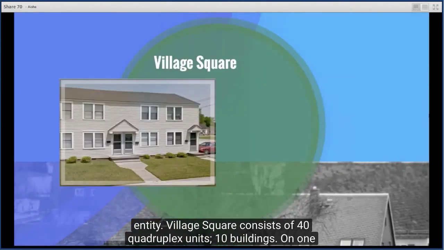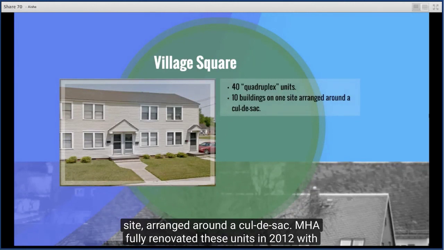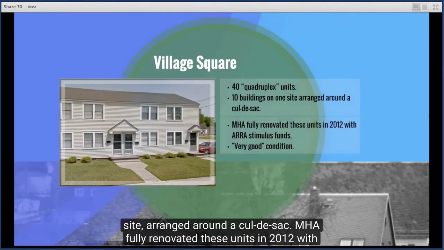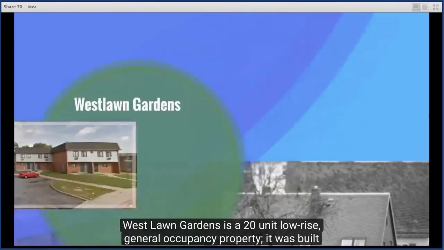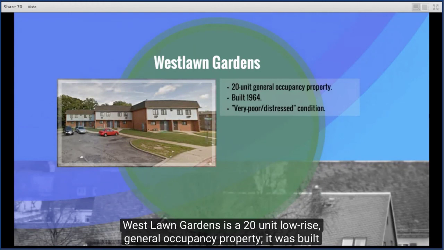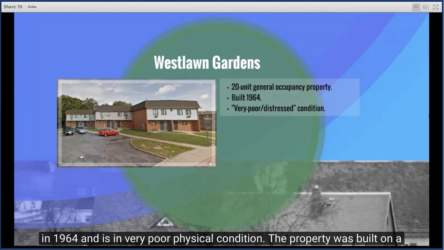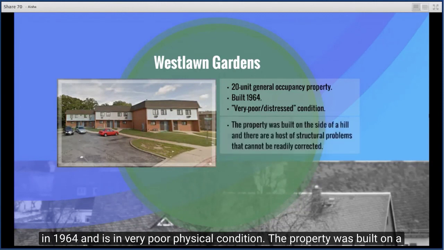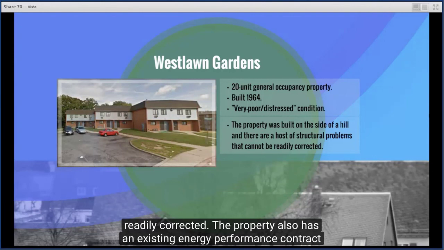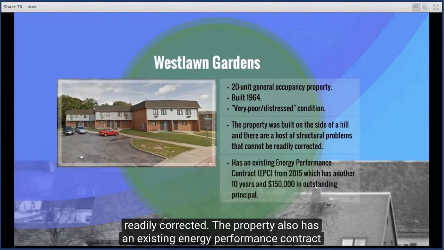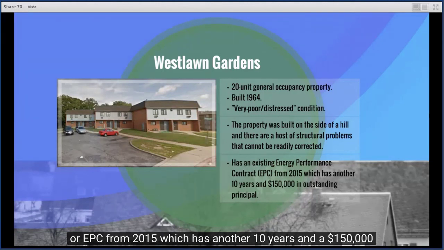Village Square consists of 40 quadruplex units, 10 buildings, on one site arranged around a cul-de-sac. MHA fully renovated these units in 2012 with ARRA stimulus funds, and as a result, the project is in very good condition. West Lawn Gardens is a 20-unit low-rise general occupancy property that was built in 1964 and is in very poor physical condition. The property was built on the side of a hill, and there are a host of structural problems that cannot be readily corrected. The property also has an existing energy performance contract, or EPC, from 2015, which has another 10 years and $150,000 in outstanding principal.